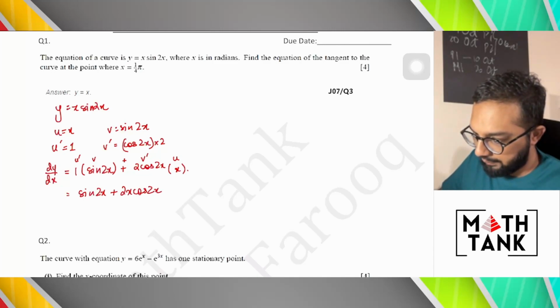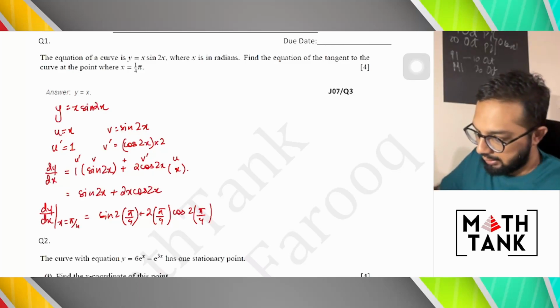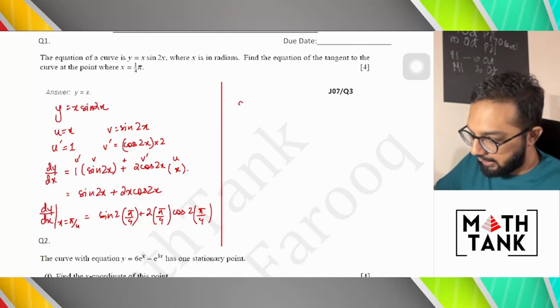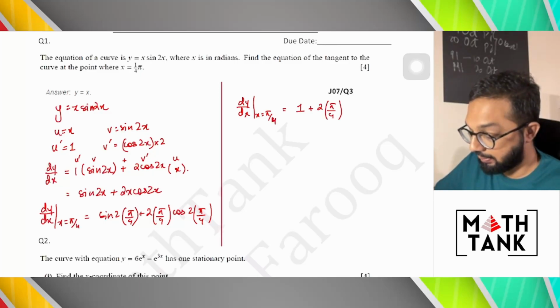The question is asking me for the equation of the tangent, so I have to plug in the value x equals pi over 4: sin 2 times pi over 4 plus 2 times pi over 4 times cos of 2 times pi over 4. Solving this further gives me dy by dx at x equals pi over 4. Sin of pi over 2 is basically 1, plus 2 times pi over 4, and cos of pi over 2 is 0. So that gives me the gradient as 1.